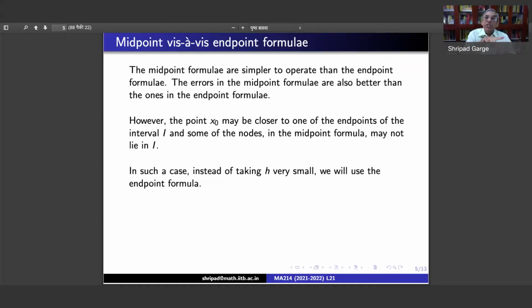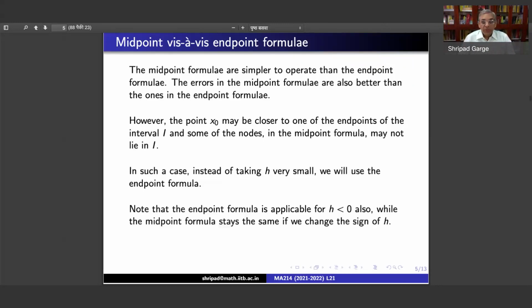So a minus x naught is non-zero, therefore you can break it into any number of intervals that you want, but then that will force you to take h very small, and we don't want to do that. We will explain this later in today's lecture itself. We don't want to take h very small. Therefore, we will then look at the other side of x naught, and we will take the endpoint formulae by looking at the behavior of the function on the other side of the point.